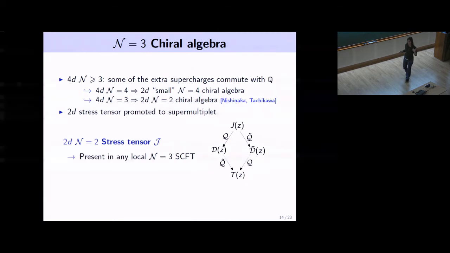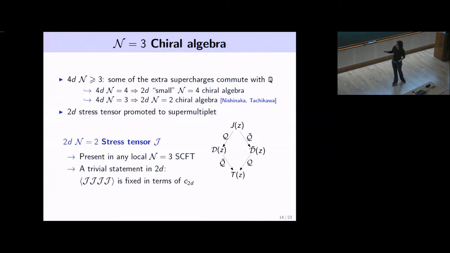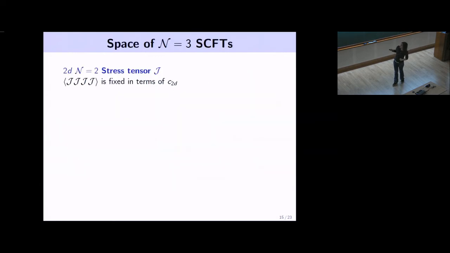So now let me start making trivial statements in 2D. I have a two-dimensional chiral algebra that happens to have extra supersymmetry. Let me focus on N=3, so it has N=2. So I know that this whole thing is there. Let me call curly J the whole multiplet in superspace. Now, a trivial statement in 2D is that the four-point function of these guys is completely fixed in terms of the two-dimensional central charge. So I actually know this whole four-point function in the chiral algebra.